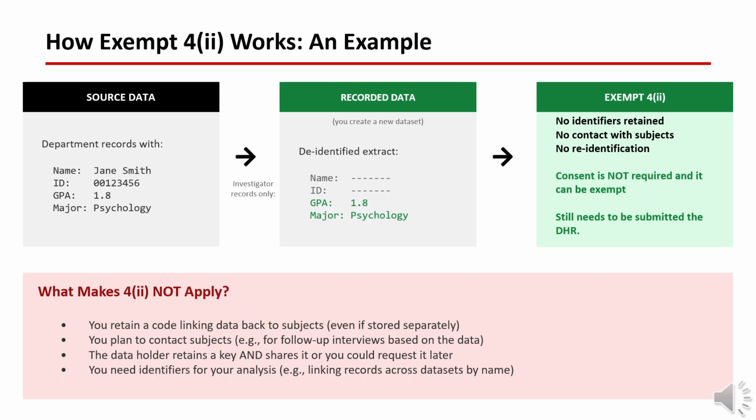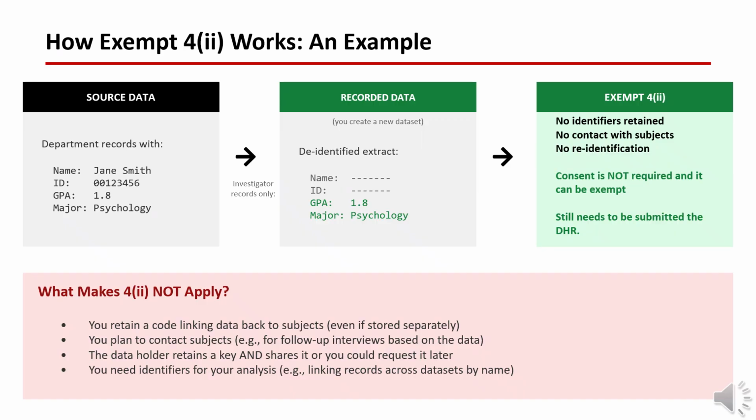Let's walk through a concrete example of how Exempt 4.2 works. Say you have access to student records which contain all kinds of information like names, IDs, GPAs, and majors. You want to study academic trajectories of students with a low GPA. Under Exempt 4.2, here's how it works.